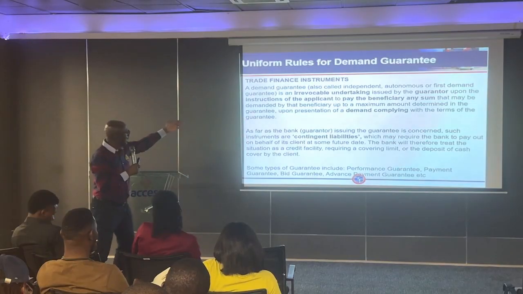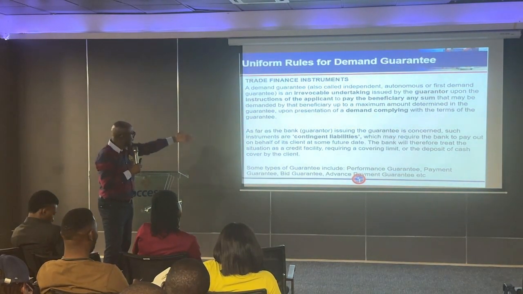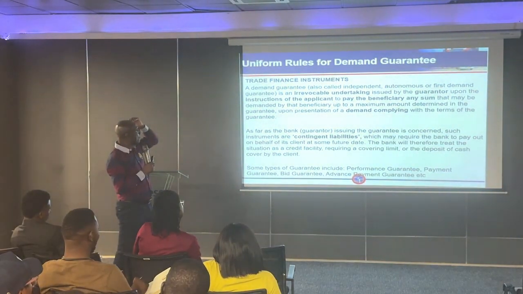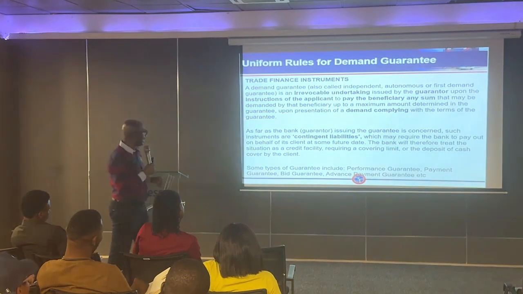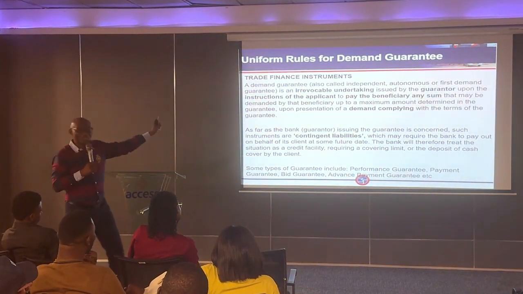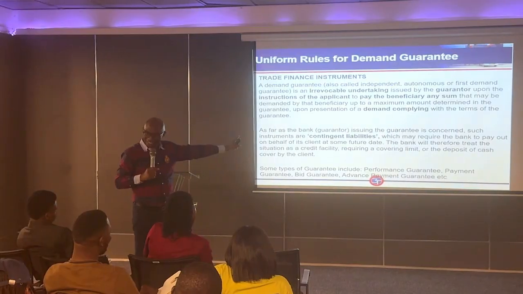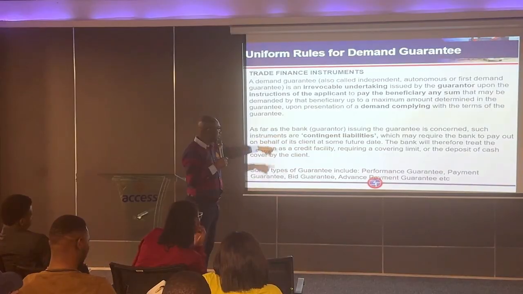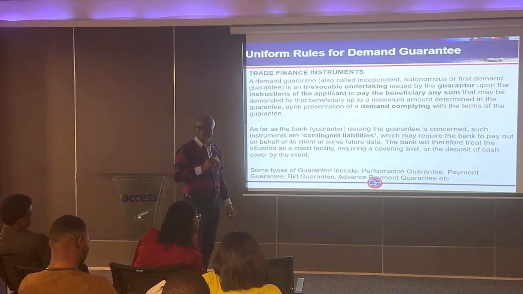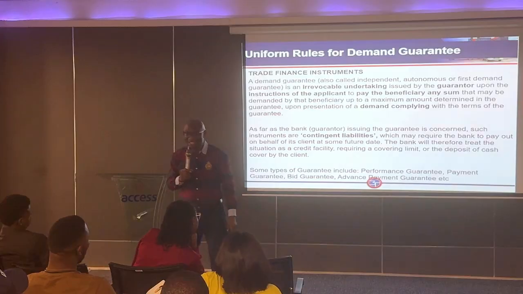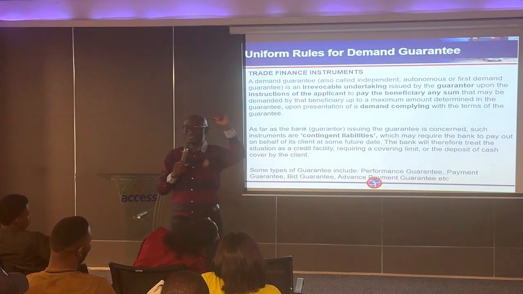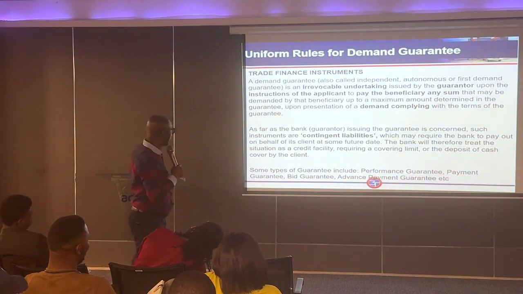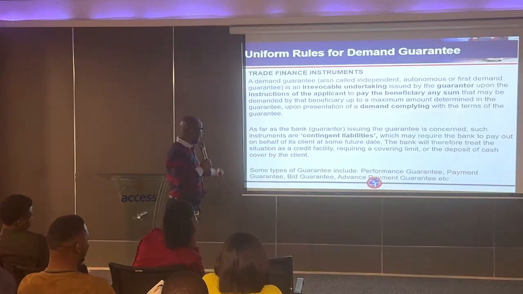So when you hear guarantee, it is an instruction by the applicant to pay the beneficiary any sum that may be demanded by the beneficiary, up to a maximum amount determined in the guarantee, upon presentation of what? A complying demand. Again, a complying demand. As far as the bank is concerned, this instrument is what? A contingent liability. What does that mean? There is a likelihood that it will be called upon. So a bank will therefore treat it like a credit facility.